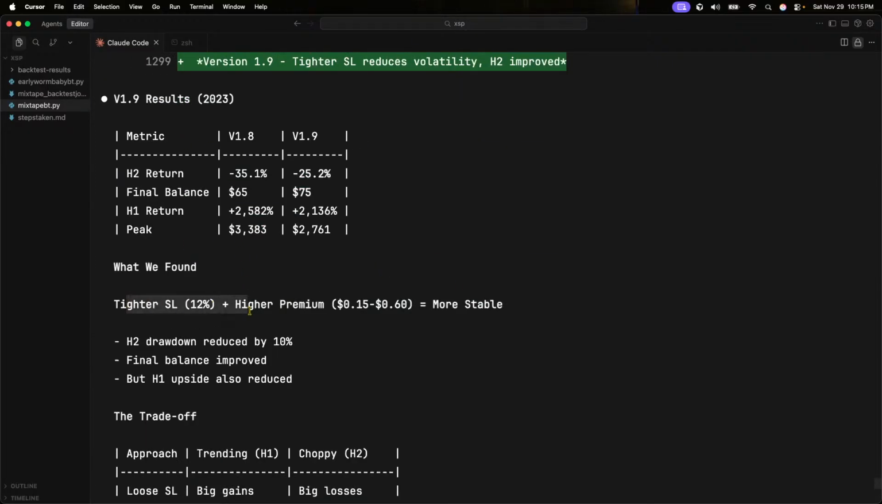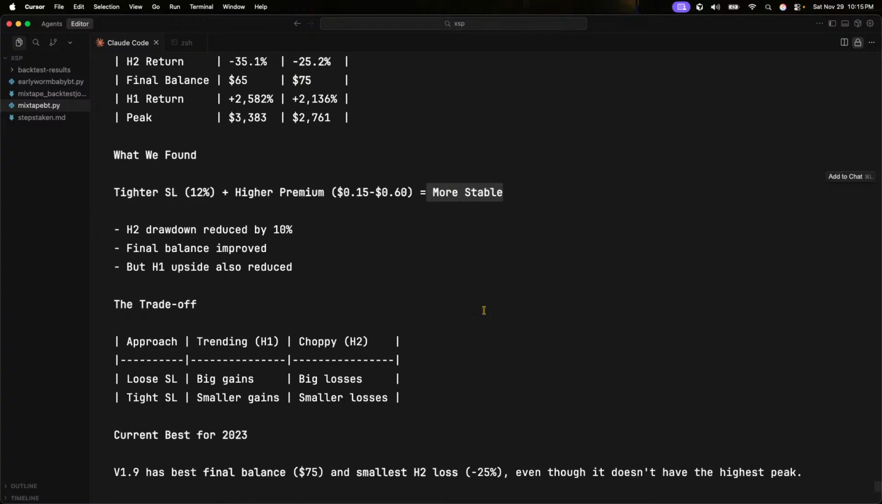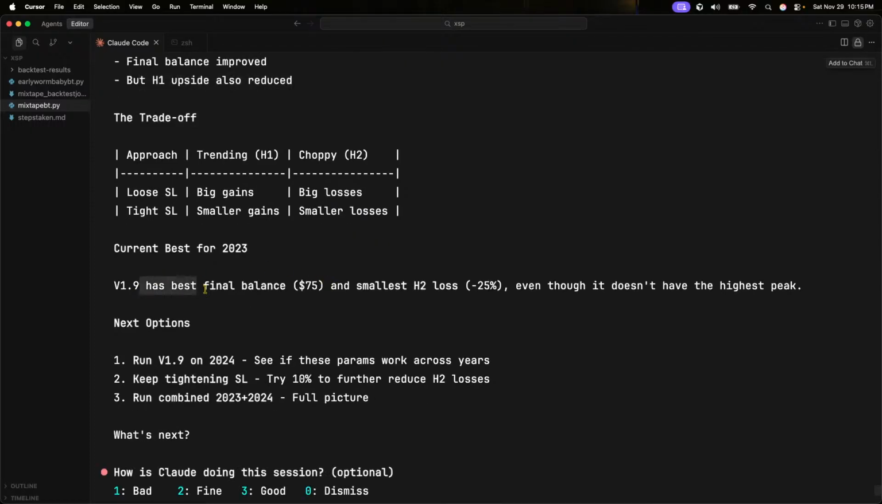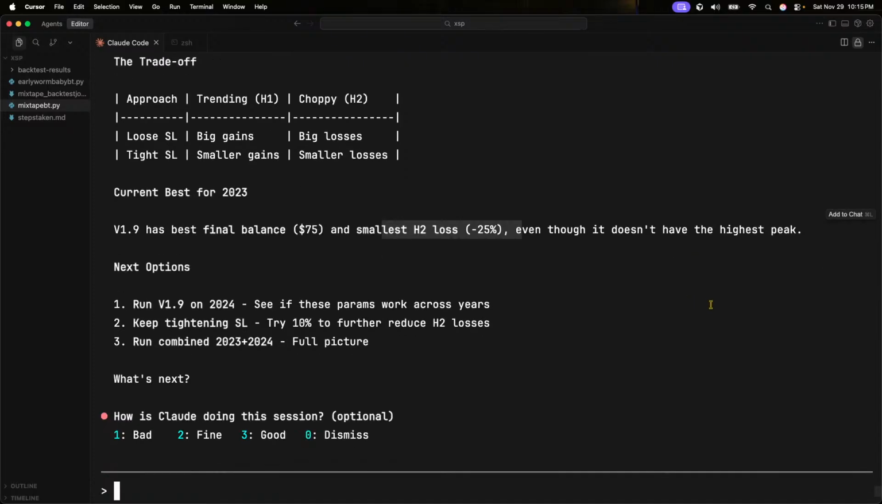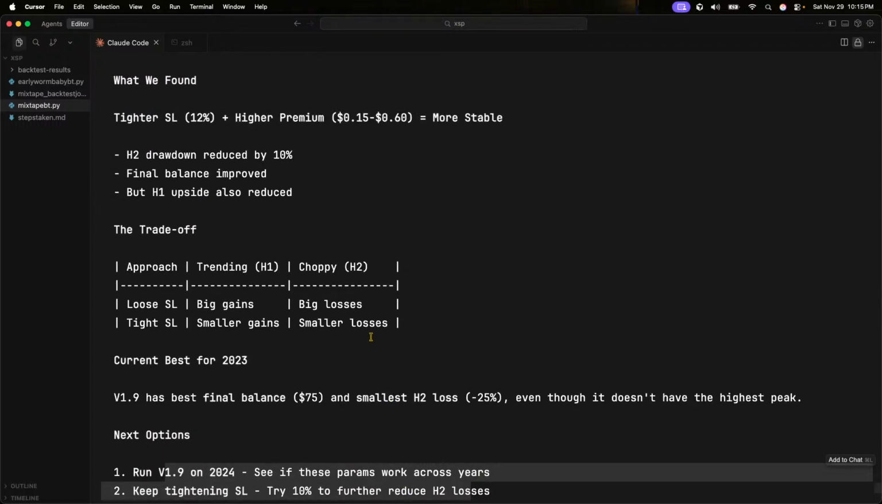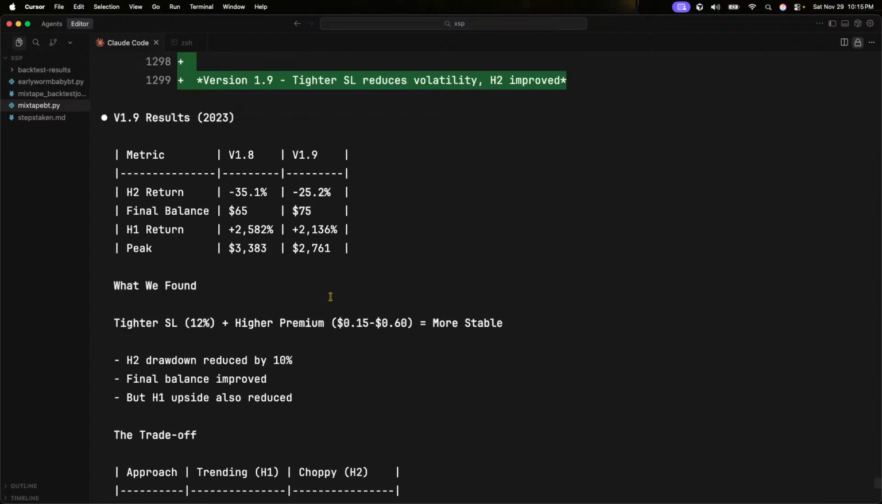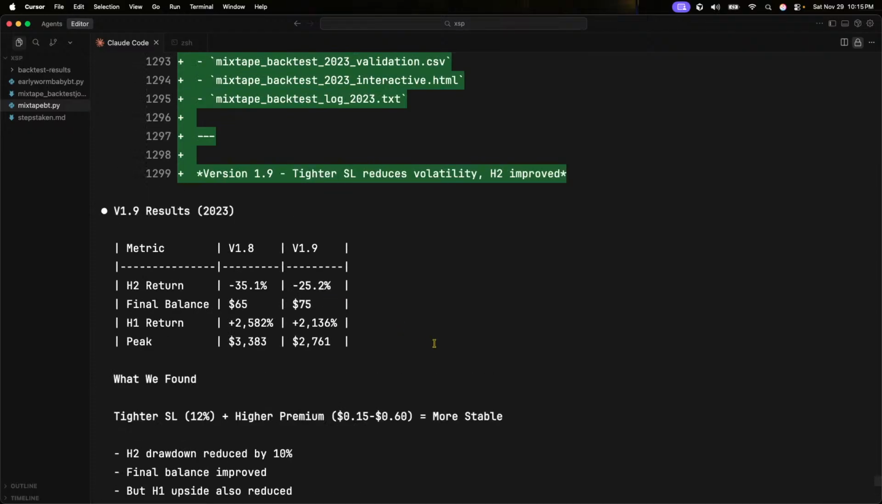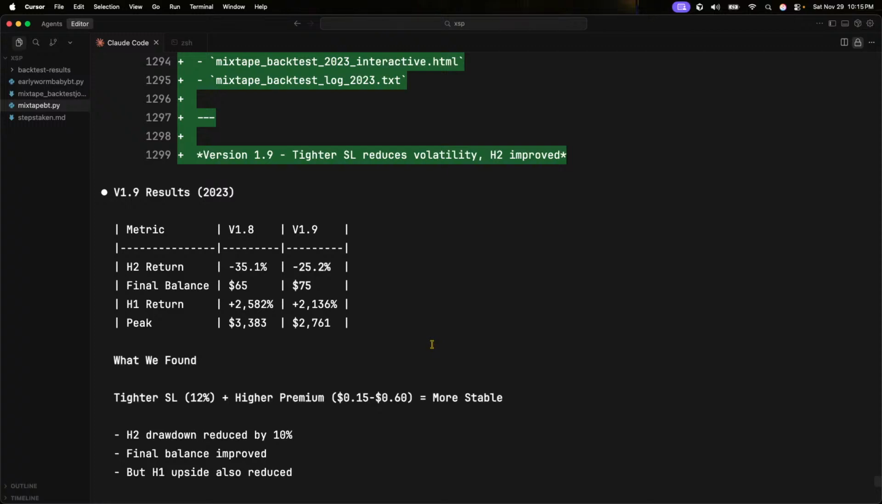What we found is this tighter stop loss plus higher premium is more stable. The H2 drawdown reduced by 10%. The final balance improved, but H1 also reduced. V1 had the best final balance and the smallest loss, even though it didn't have the highest peaks. No, these are things that we're going to be doing tomorrow. So again, I'm going to use this as a stopping point, and then I'm going to pick up our work tomorrow with the strategy that we're building out here.